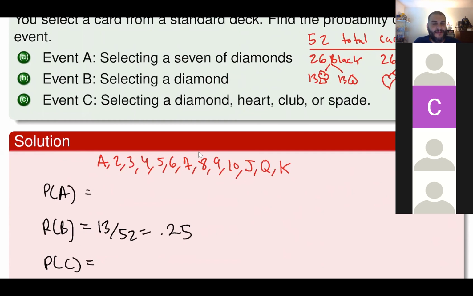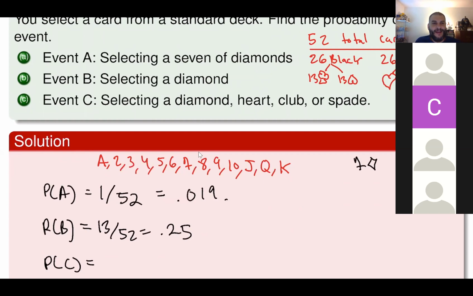Okay. So let's do probability of A, selecting a 7 of diamonds. We want a card that's a 7 of diamonds. How many cards do we have that are the 7 of diamonds? 1. Yeah, so we have 1 out of the 52 because there's only one 7 of diamonds. So if we do 1 divided by 52, you roughly get 0.019 and so on.